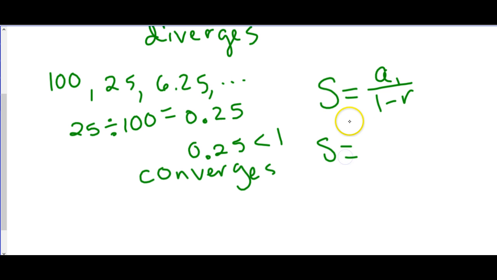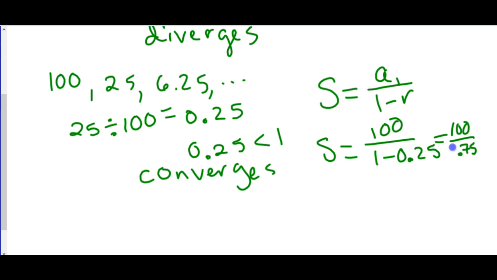So for this problem, the first term is 100. Common ratio we found was 0.25, which means we have 100 divided by 0.75. And when we divide that, we get 133.3 repeating.